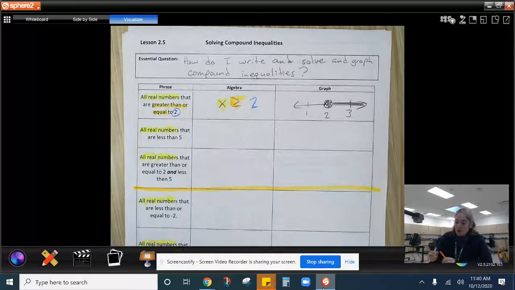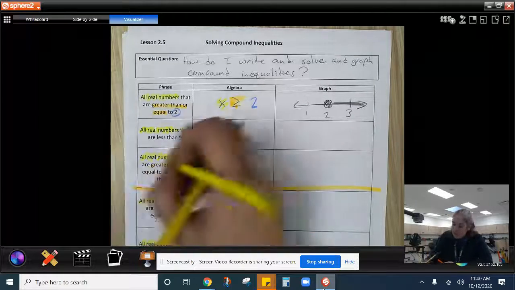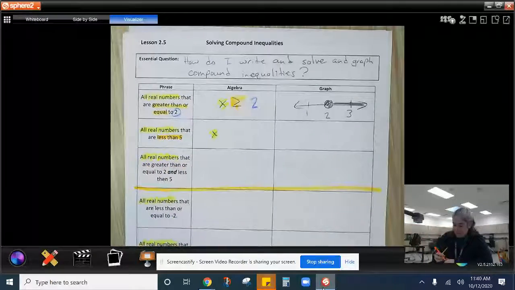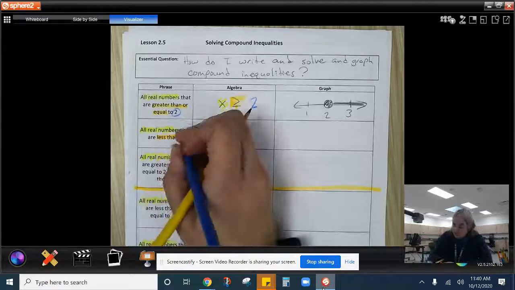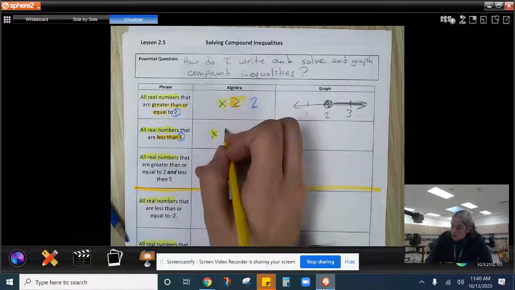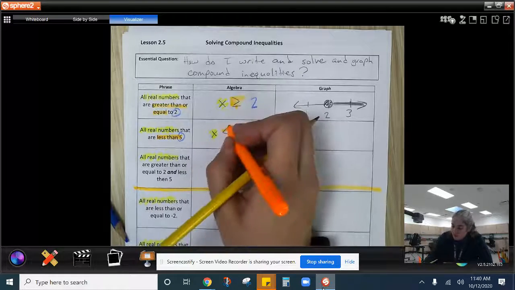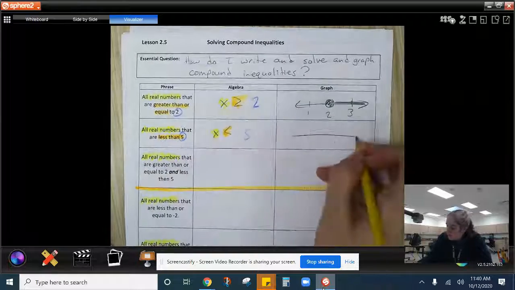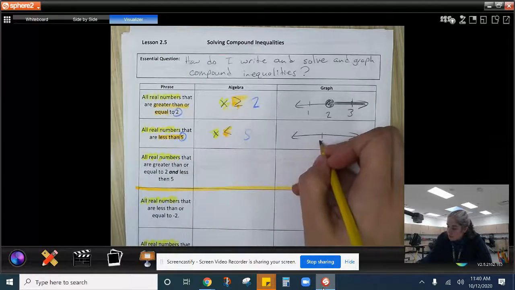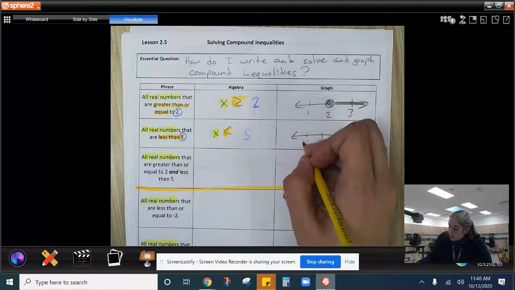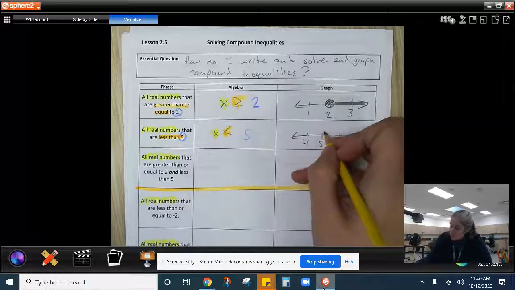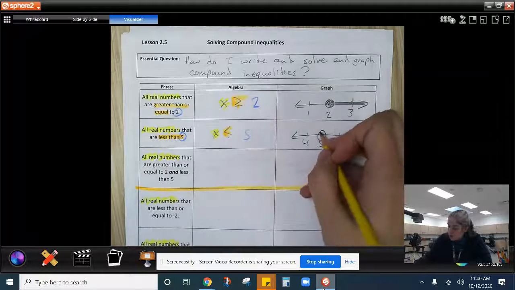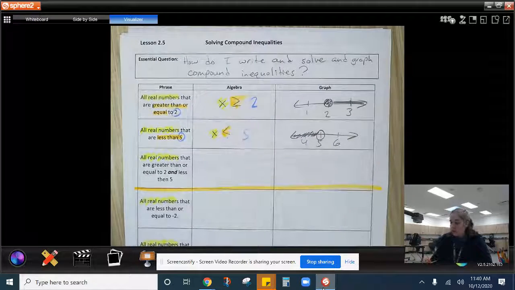The next one says all real numbers, x again, that are less than 5. A less than symbol is like this. And then here is our 5. And we know how to graph that as well. So here's our 5. There's 4, there's 6. I need to do an open dot. Do I fill it in? No. And I need to shade to the less than side, which is this direction.